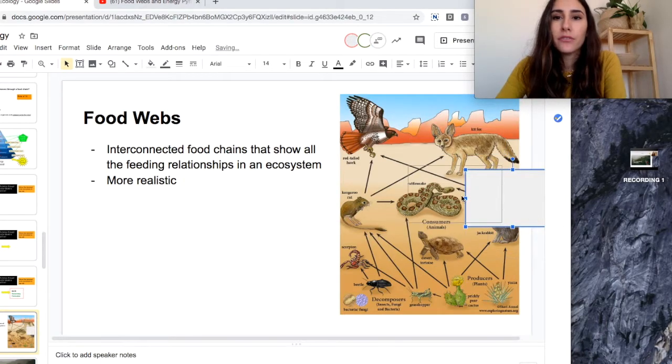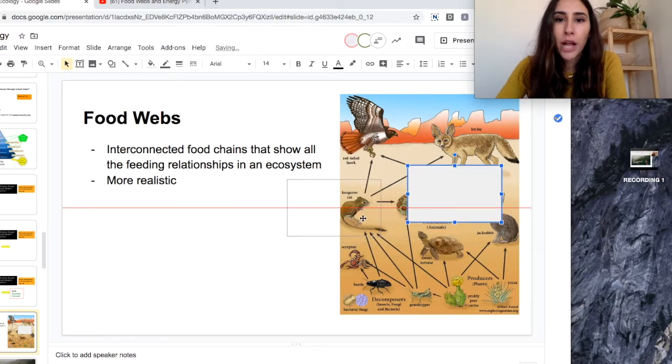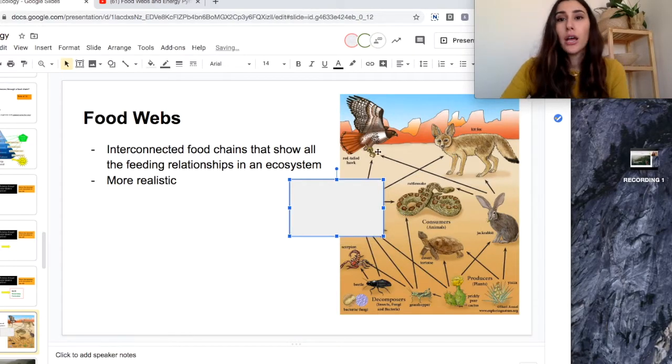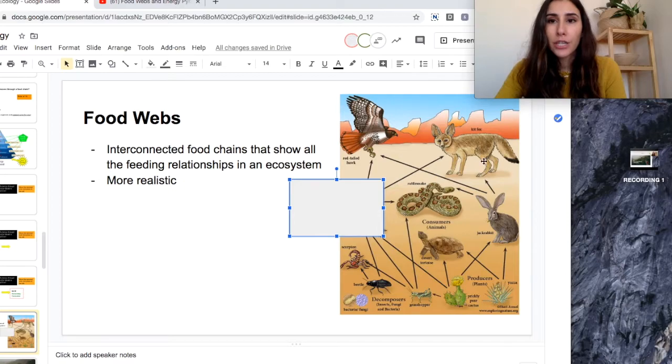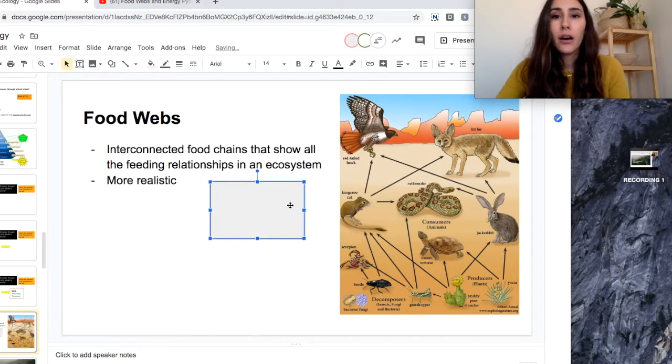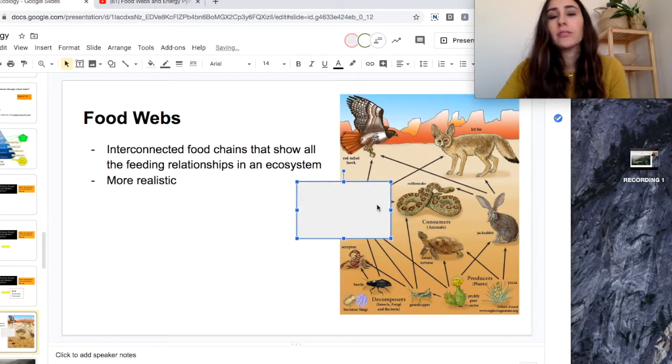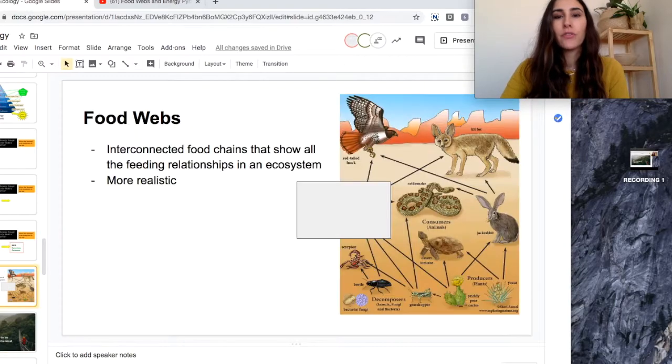So let's look at another example. What about if the population of kangaroo rats died off? What would that do? Basically, the population of the foxes and the hawks would decrease because now they have one less thing to eat, right? Before, they would feed on rabbits, snakes, and the kangaroo rat. But now that the kangaroo rat does not exist, these predators have less food to eat, so their population will decrease, all right? I hope that was a bit clear in terms of the food webs.